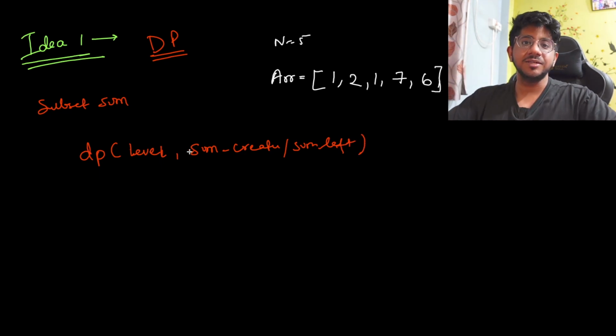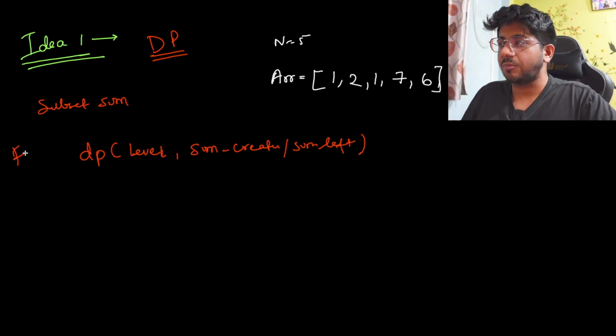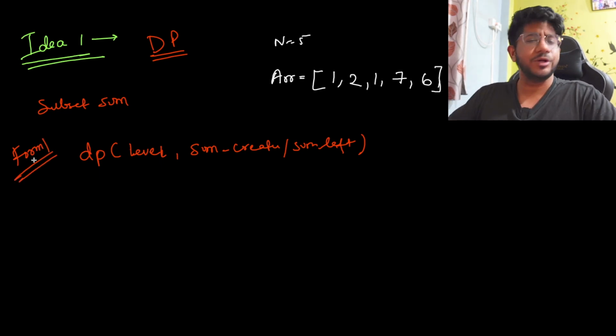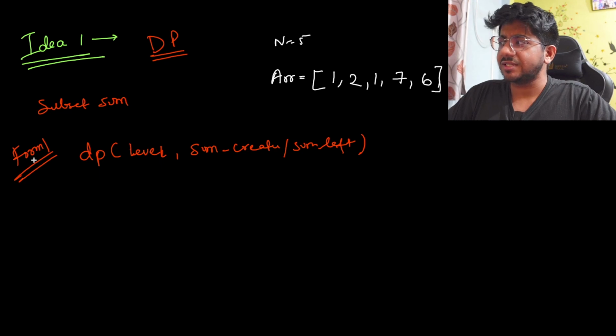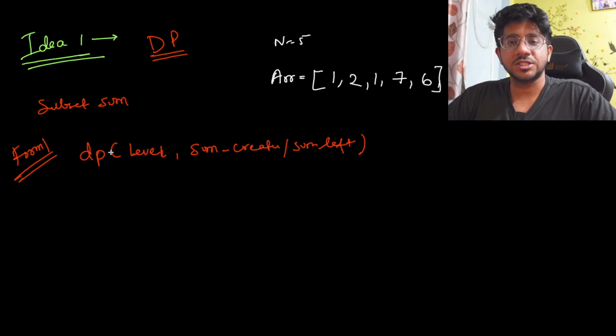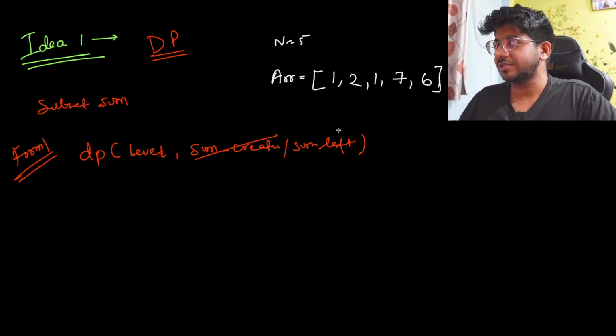If you haven't seen my DP series, this is basically form 1. And if you use form 1 formulation, this is very simple to solve, right? You can just create level and then sum created or sum left. And then you can solve this problem very easily. Now, what you will end up getting is how much sum you can create.